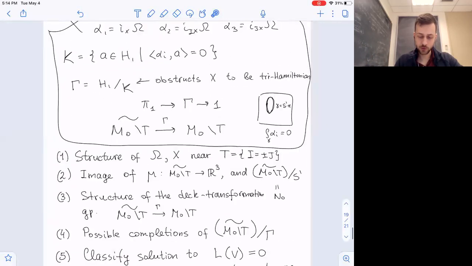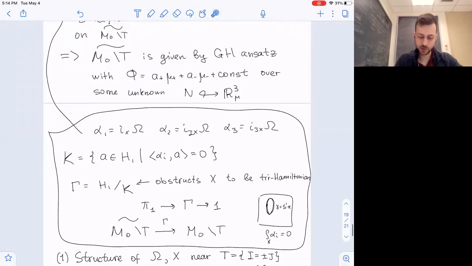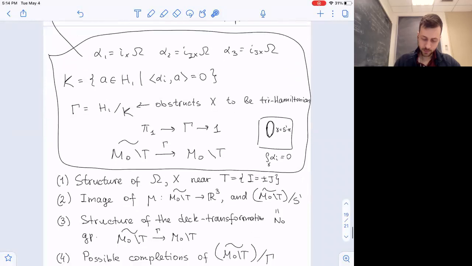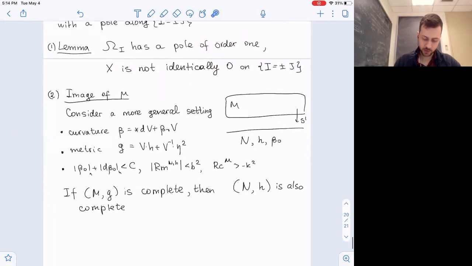So it sort of resolves the issue of what this N could be. It will force N to be just the quotient space of this module S1 action. It will force it to be R3. So that's why it's an important result.